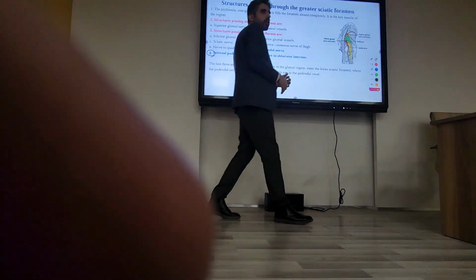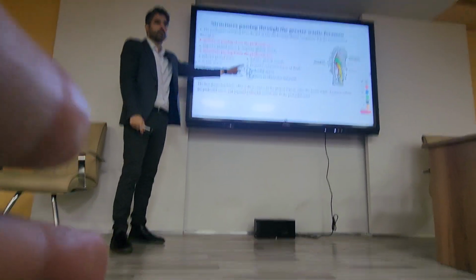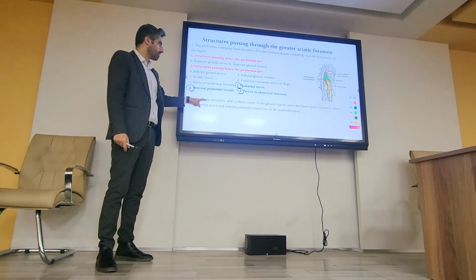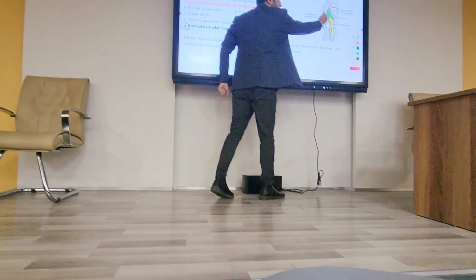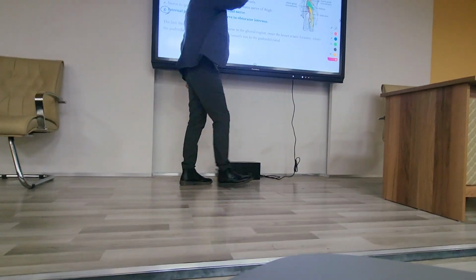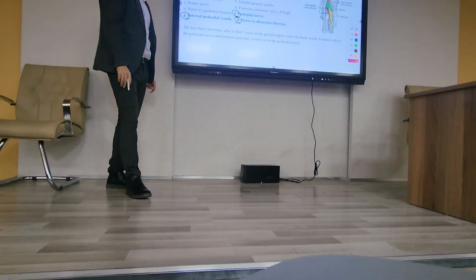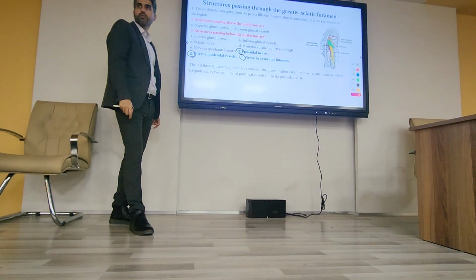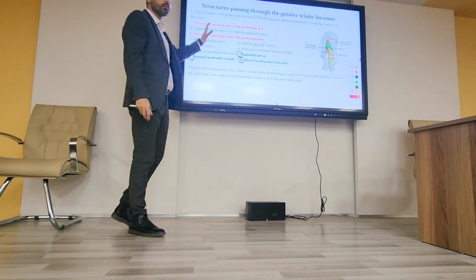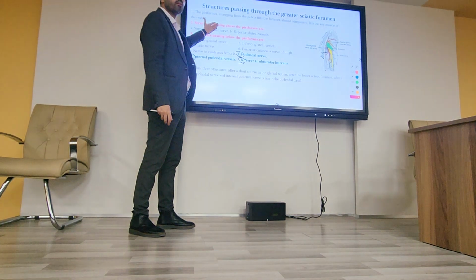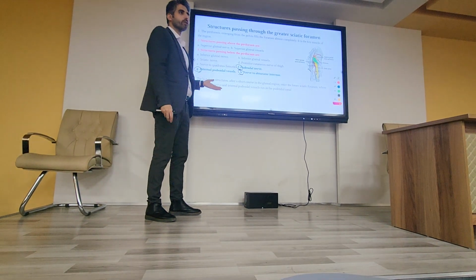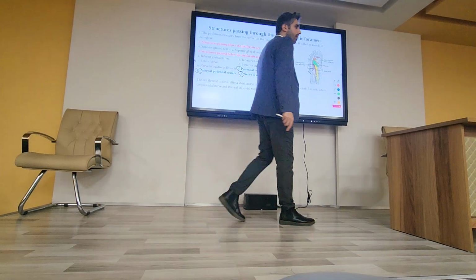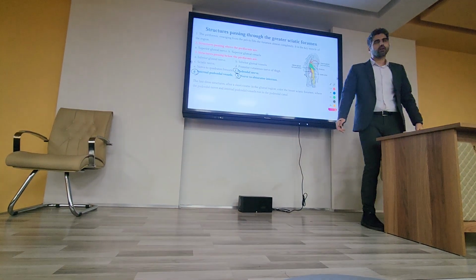Pelvis by lesser sciatic foramen. So these three structures, the last three structures, after a short course in the gluteal region, they come back to the pelvis by passing through the lesser sciatic foramen. So this slide is important. A structure goes up to the piriformis, down to the piriformis, and a structure comes back to the pelvis by lesser sciatic foramen.